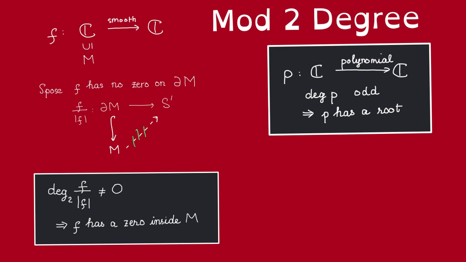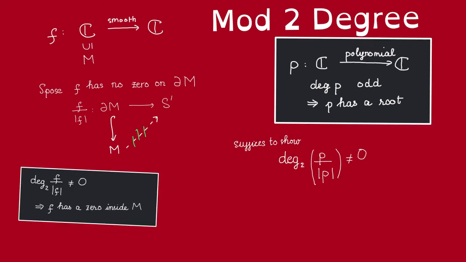We'll prove the fundamental theorem of algebra for the case of polynomials of odd degree. We'll show that complex polynomials of odd degree always have a root. By our previous discussion about the relationship between the degree mod 2 and the existence of 0, we know that it suffices to just show that the degree mod 2 of this quotient is not 0.